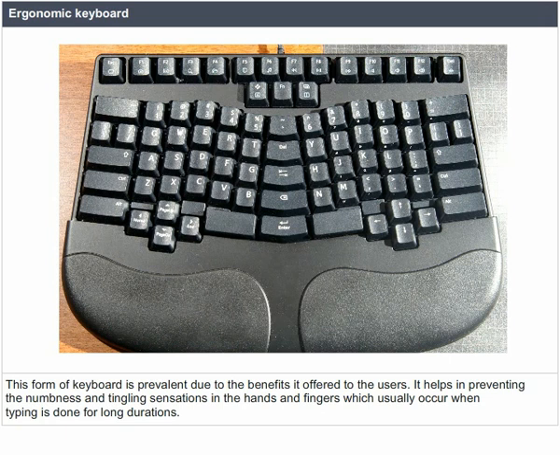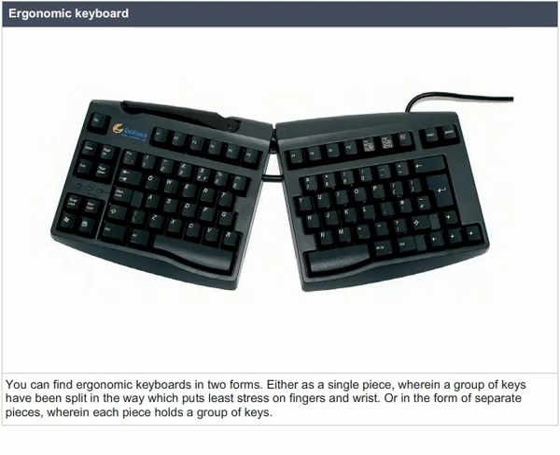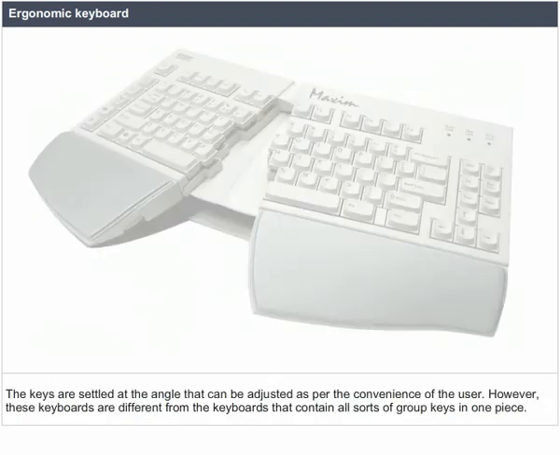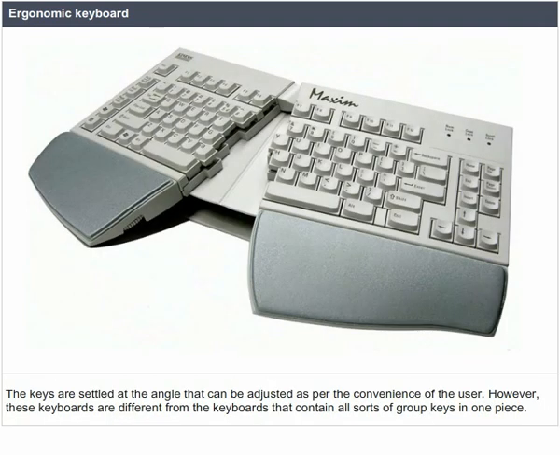You can find ergonomic keyboards in two forms, either as a single piece, wherein a group of keys have been split in the way which puts least stress on fingers and wrist, or in the form of separate pieces, wherein each piece holds a group of keys. The keys are settled at an angle that can be adjusted as per the convenience of the user. However, these keyboards are different from the keyboards that contain all sorts of group keys in one piece.